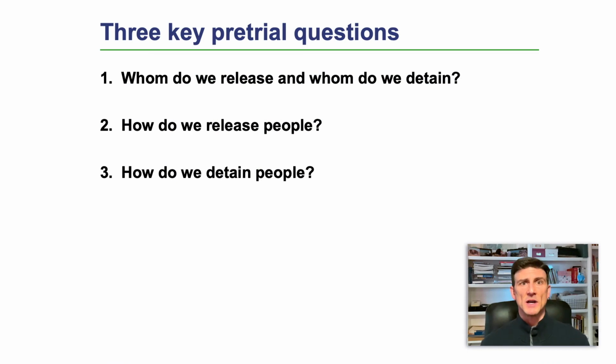The three key questions that should guide your examination of your pretrial system are: whom do we release and whom do we detain? How do we release people? And how do we detain people? To answer these questions, we have to know what the risk is for. Is the risk for failure to appear in court or for flight? Is the risk for being arrested for any new offense, even minor ones? Or is the risk for a serious or violent offense?